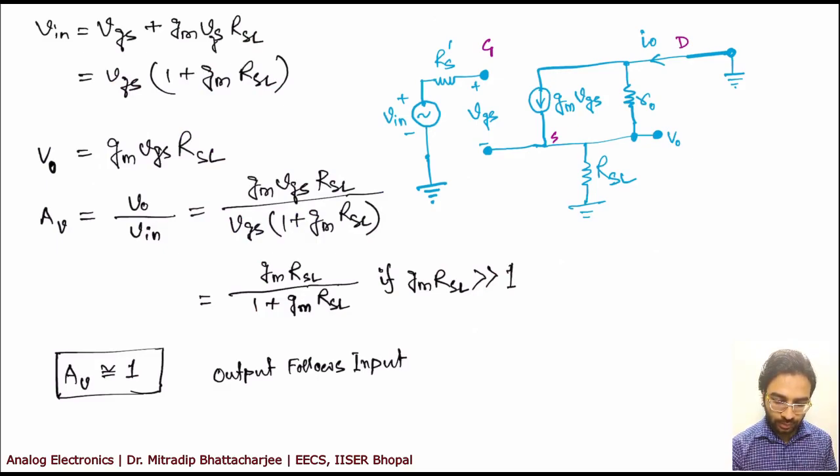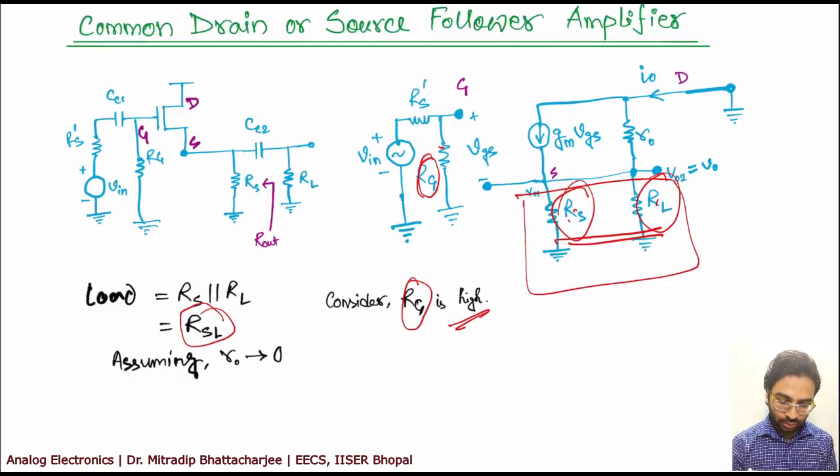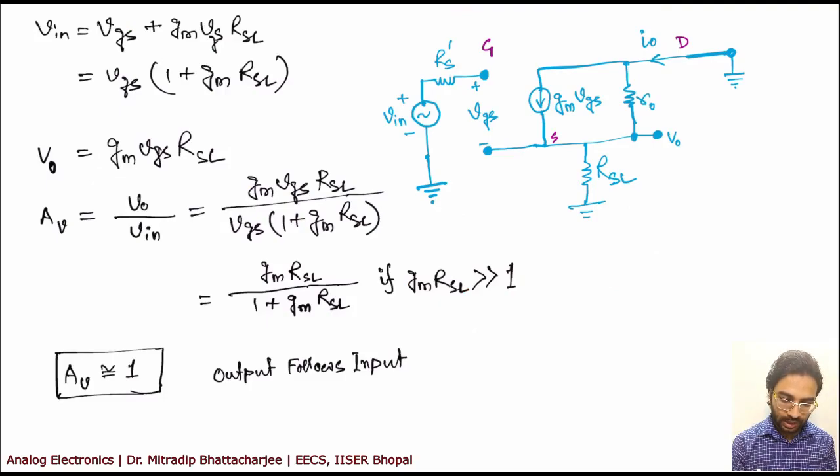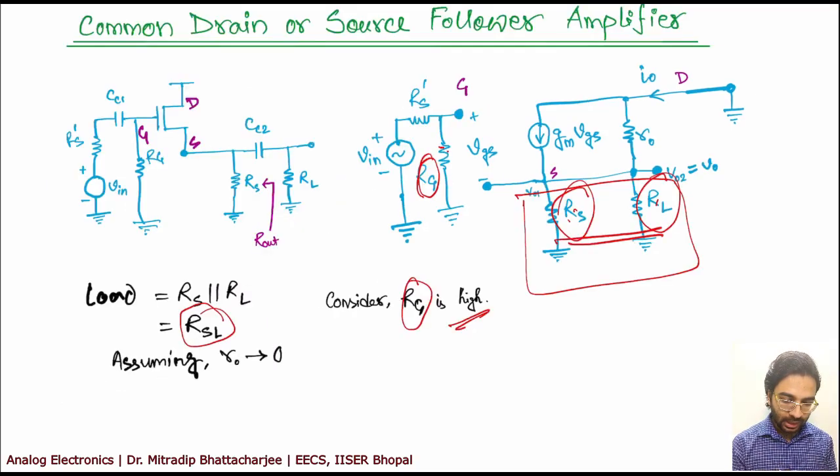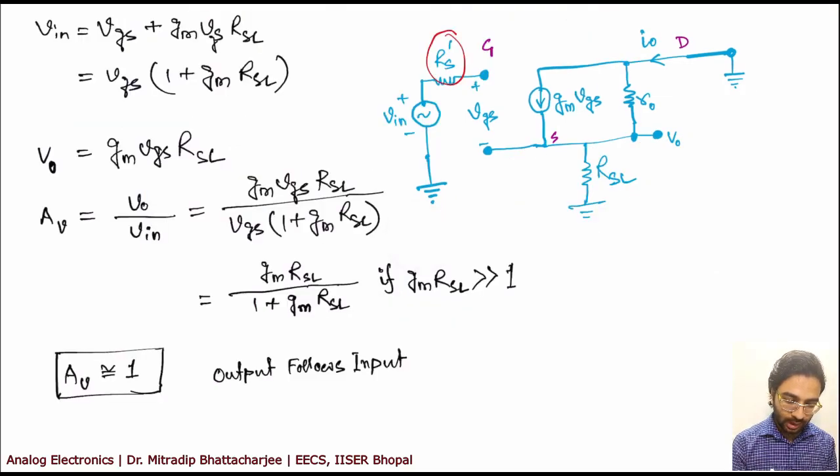Now if you look at your circuit, we have replaced these two resistances with RSL, and we have removed RG from the input side. However, RS dash is there, this is the output current, and your drain is connected to ground.